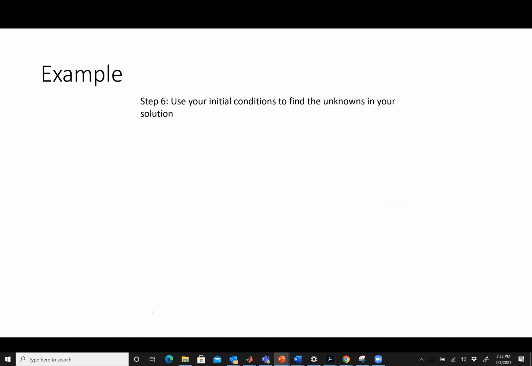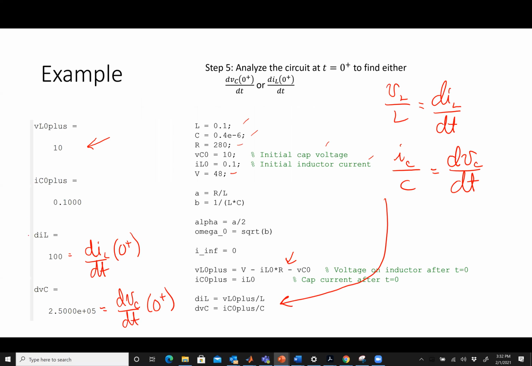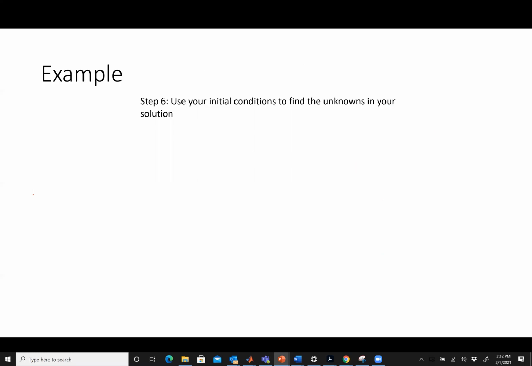So now we've got to use those initial conditions to find the unknowns in my solution. The one that I need here is this one, which says that the rate of change of the current is 100 amps per second at t equal to 0. The rate of change of the capacitor voltage is enormous, 2.5 times 10 to the 5th volts per second. But that's a rate of change, so it's not to say that's not feasible.